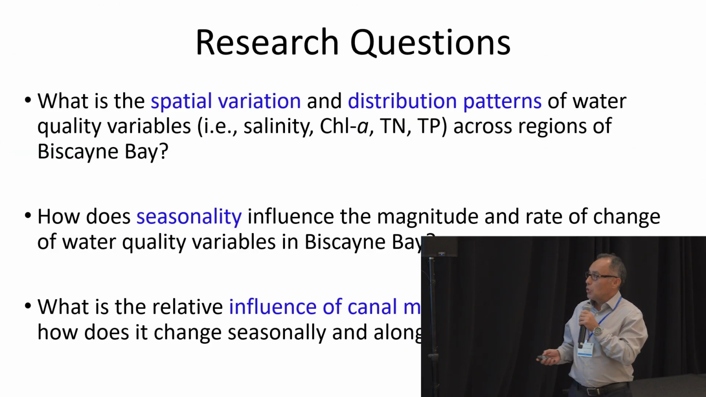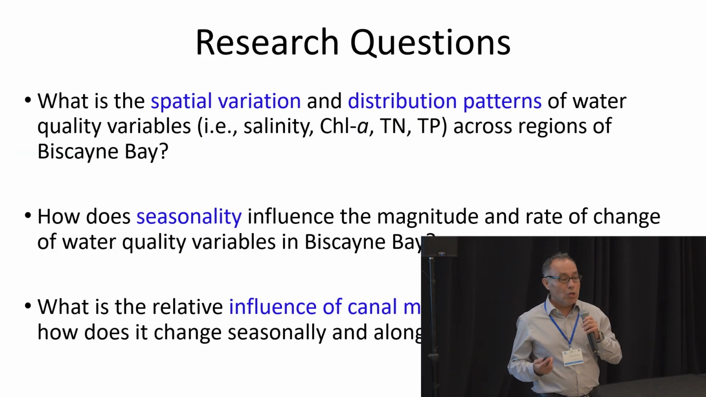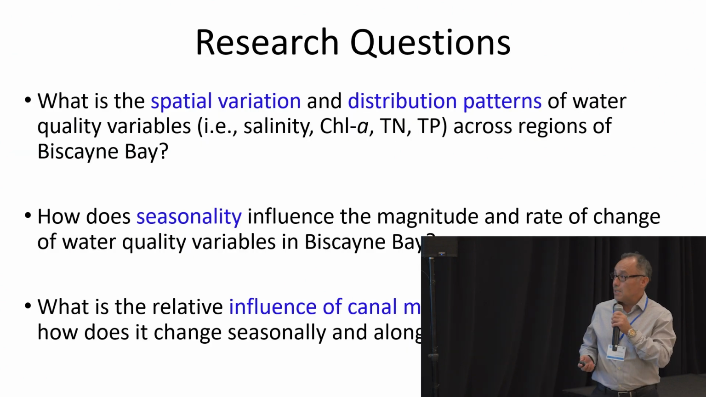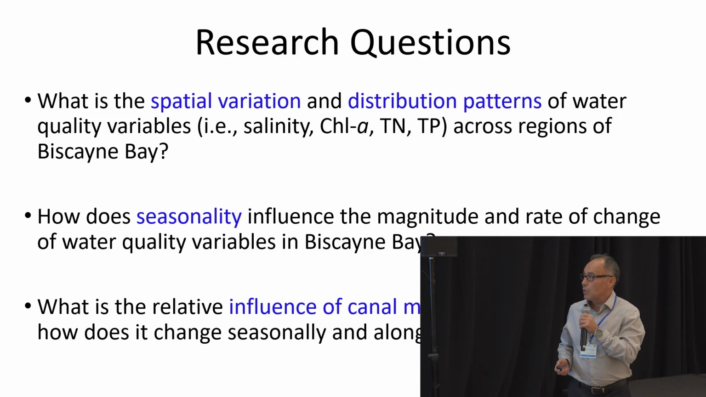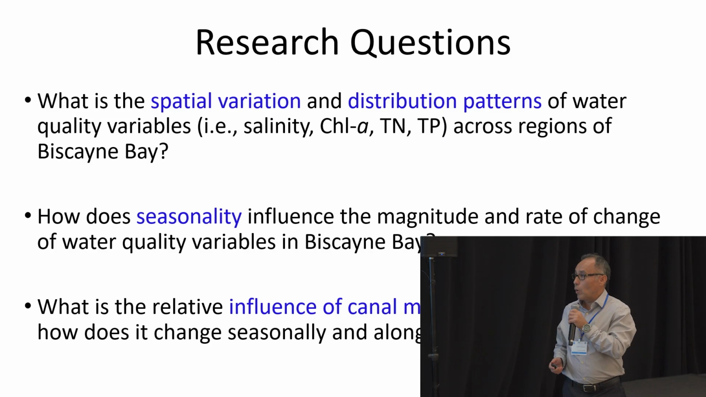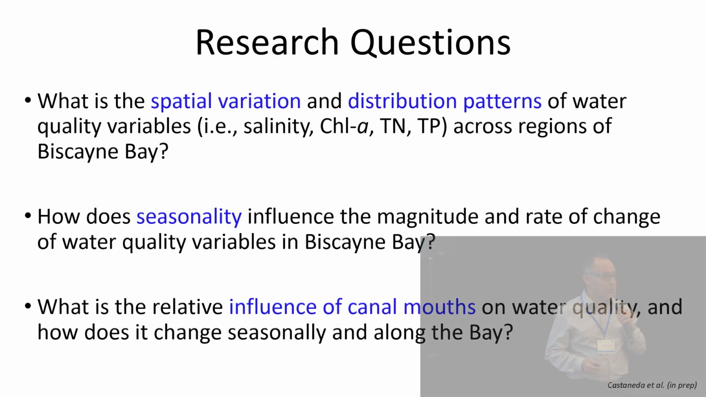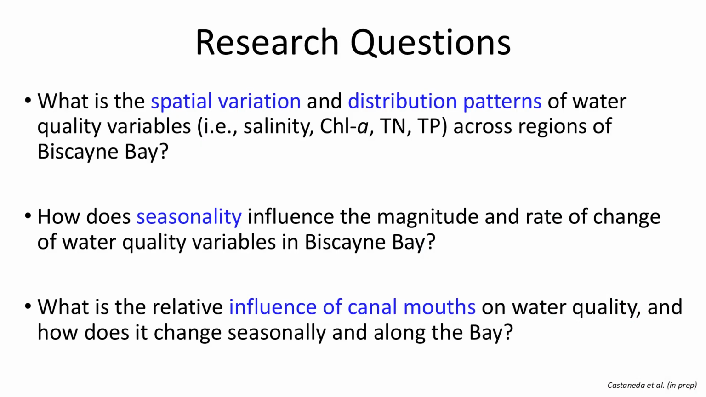So, taking into account this context about human impacts and urban ecosystems, the questions that we want to address are: what is the spatial variation and distribution pattern of water quality variables across the regions of Biscayne Bay? How does seasonality influence the magnitude and rate of change of water quality along the bay? And what is the relative influence of canal inputs on water quality, and how does it change across the seasons along the bay?